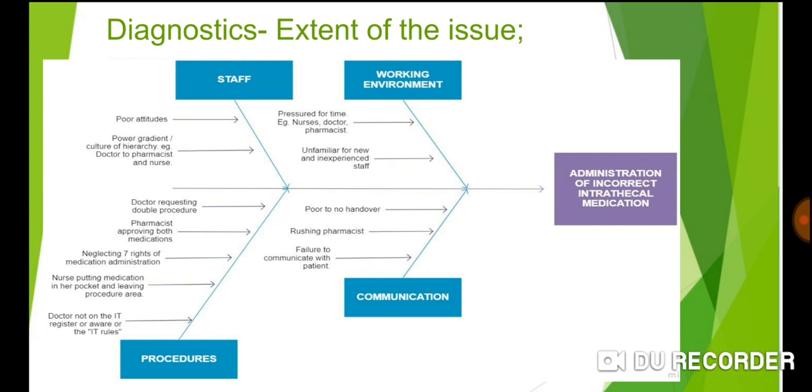The shortness of staff and approval of a double procedure by Dr. Livingstone required an inexperienced doctor, Dr. Robinson, and the new doctor, Dr. Campbell, who was not yet on the IT register, to administer an intrathecal medication.